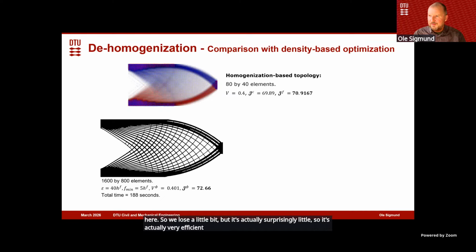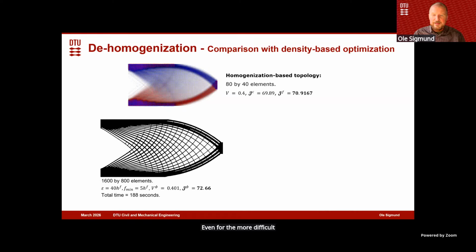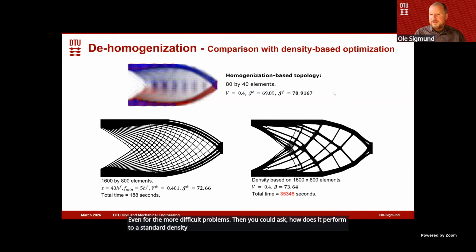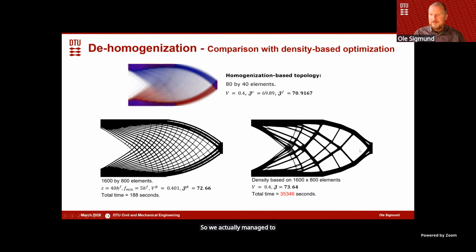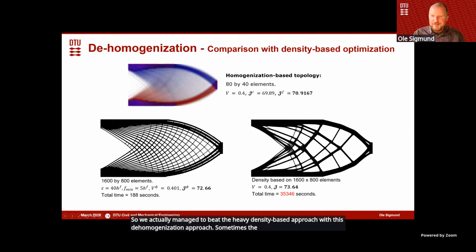And usually we stay at most 5% errors, even for the more difficult problems. Then you could ask, how does it perform compared to a standard density-based topology optimization? Here we did it for the same ultrafine mesh in 2D. That took forever. And in this case, the compliance is actually worse. So we managed to beat the heavy density-based approach with this de-homogenization approach. Sometimes the answer is the opposite, as the next slide will show, but the main thing is we are in the right ballpark and we can save a lot of time.